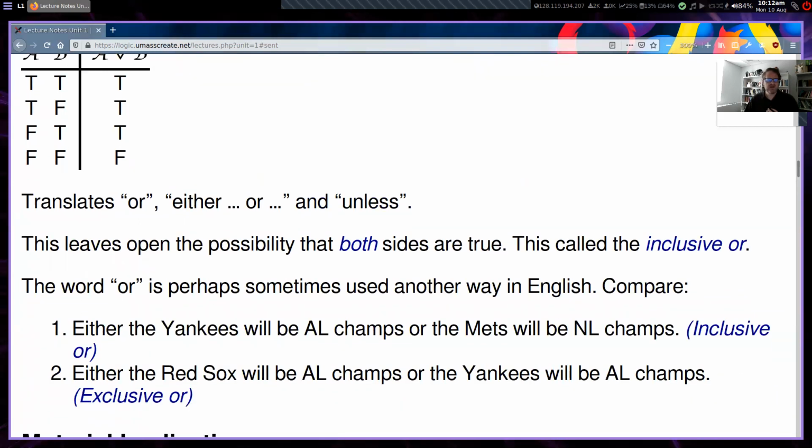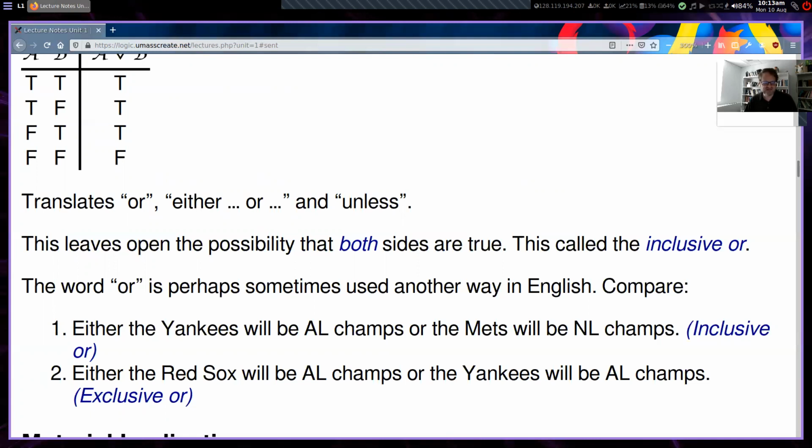Now, it's arguable that in English the word or is ambiguous. Some people think that sometimes or, when both sides are true, can be false. That's called the exclusive or. But our wedge sign is the inclusive or. When both sides are true, we're going to regard it as true. So if I say either the Yankees will be AL champs or the Mets will be NL champs, those could both be true, and I still would regard that sentence as true if both end up being true.